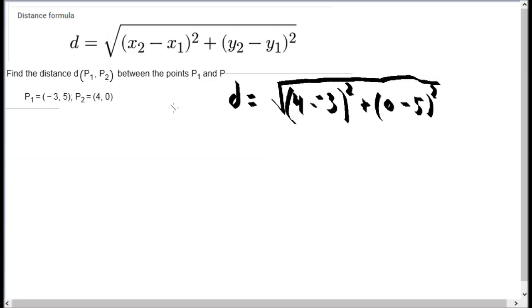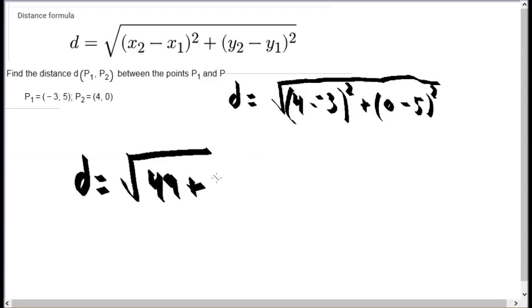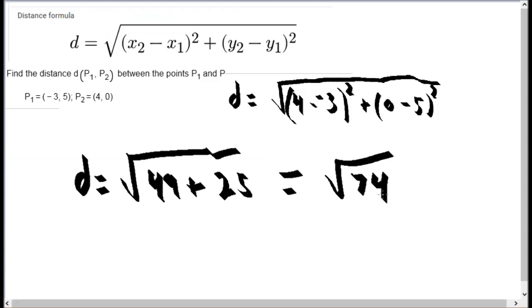All right, and then once we have that, we can go ahead and just clean it up real fast. So we're going to have the distance, d, is equal to the square root of 4 plus 3, which is 7, and 7 squared is 49. And then we're going to add to it 25, because we have negative 5, but negative 5 squared is positive 25. We'll add those together and we'll get the square root of 74. And the square root of 74 cannot be reduced, so that's the actual answer right there. You can put it in a calculator and get a decimal approximation, but that's the distance between those 2 points.